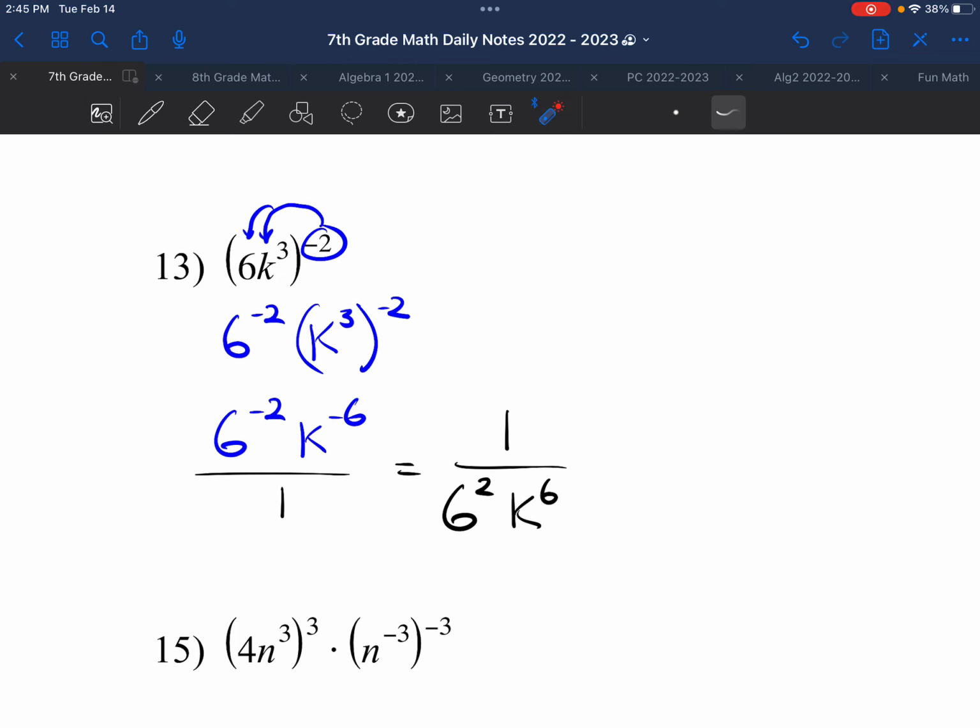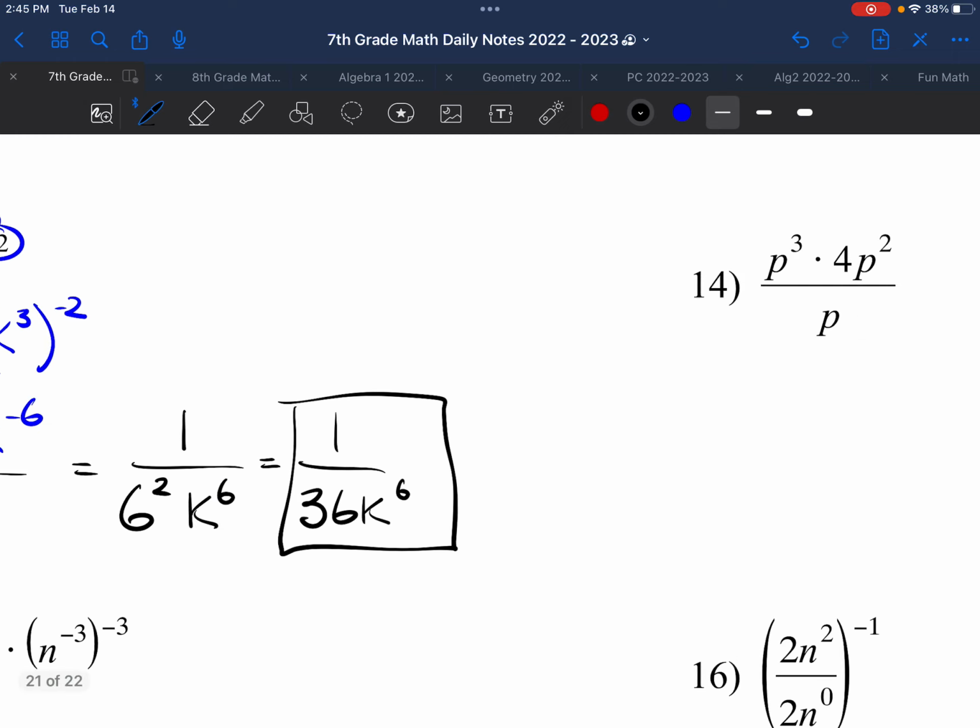I would give you full points if you just write this on a quiz, test, or homework check, but we are doing 1 over 36 k to the power of 6 in order to prove that you know how to take higher powers in our test. So final answer and box it.